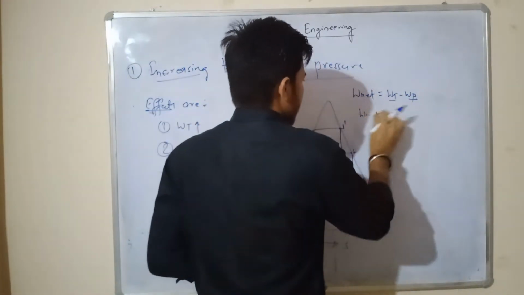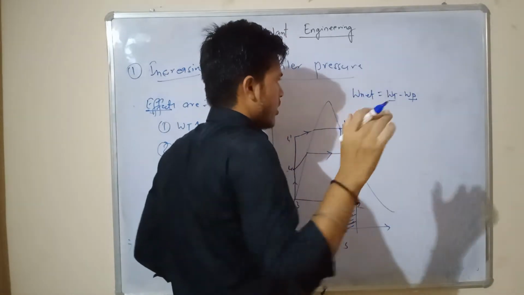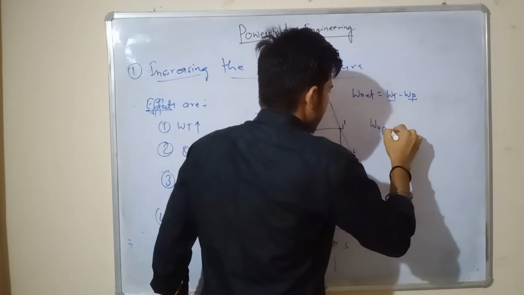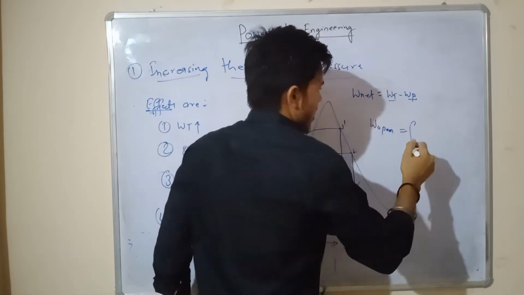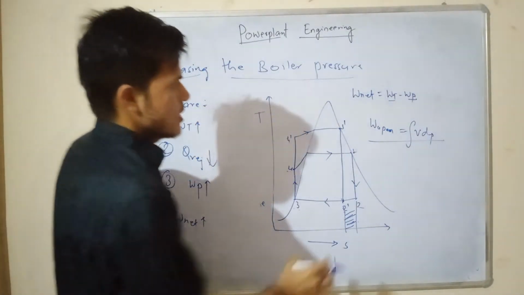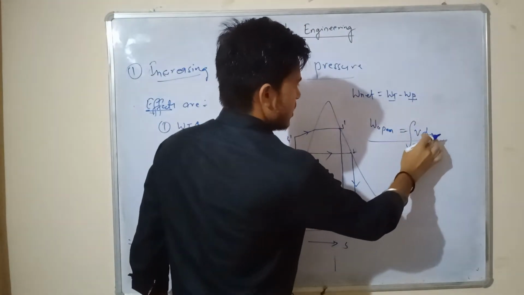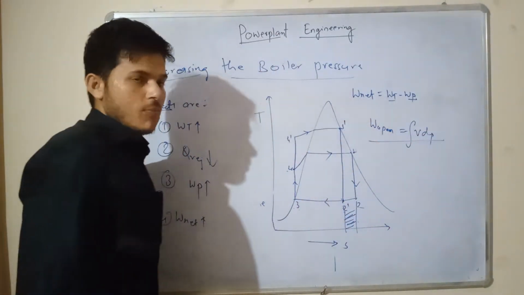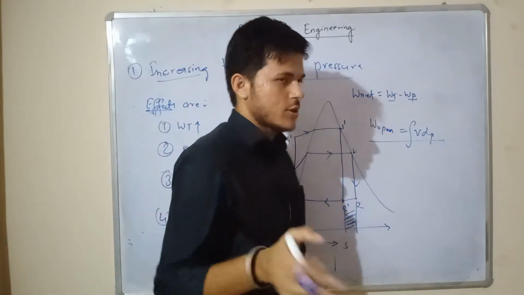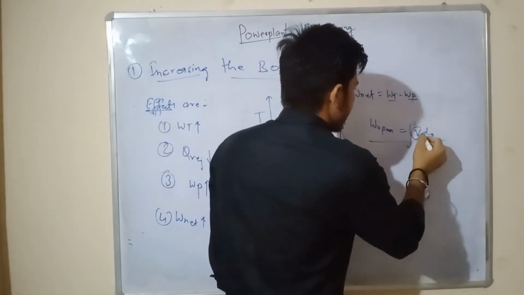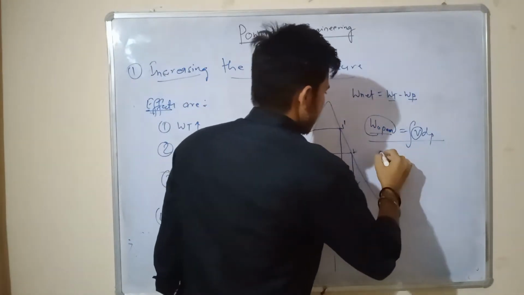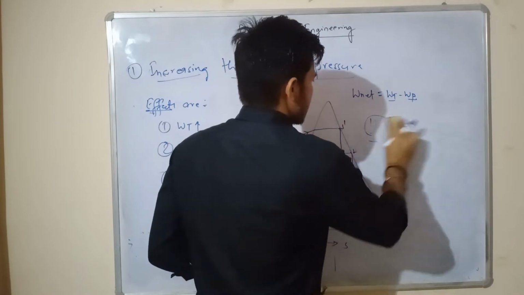Why? As I already explained in the last classes, for an open cycle the work done is minus integral VdP. This equation is from thermodynamics. This is the change in pressure, and this is the volume. If you compare the volume of a liquid with vapor, the volume of the liquid is very small. As a result, the work done will be very small. So WP is very small in comparison with the turbine work.